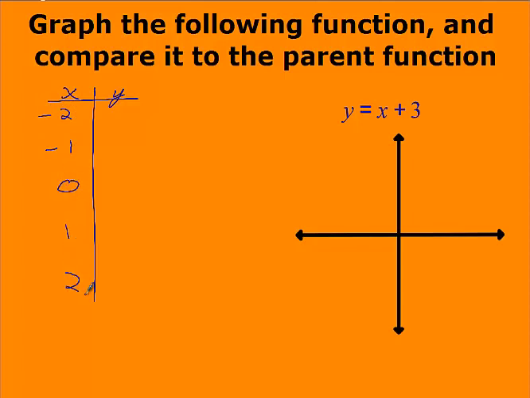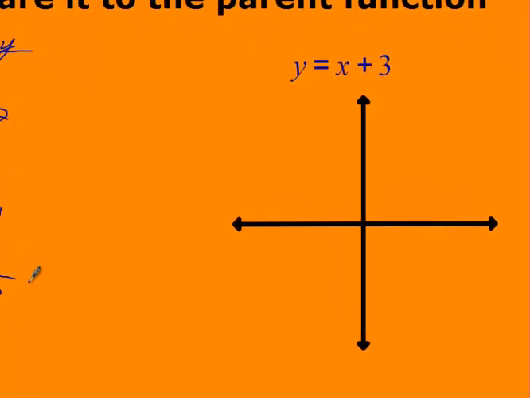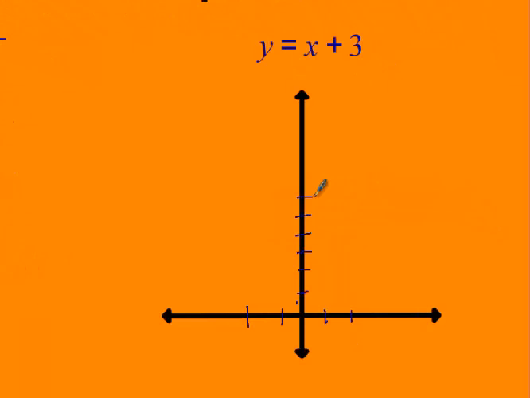Okay, so plug them in. What's -2 plus 3? -1 plus 3. 0 plus 3. 1 plus 3. 2 plus 3. Okay. So at -2, I'm at 1, right? So I just go through and I just plot my points. At -1, I'm at 2. 0, I'm at 3. 1, I'm at 4. 2, I'm at 5.